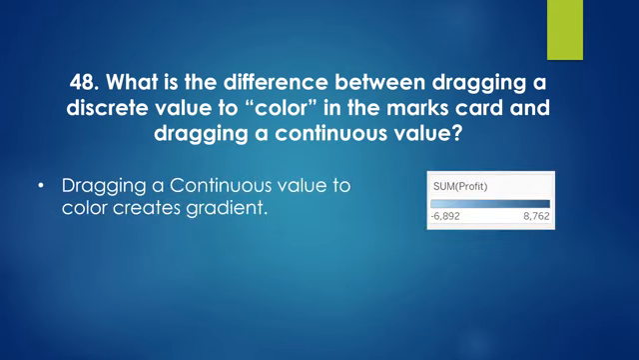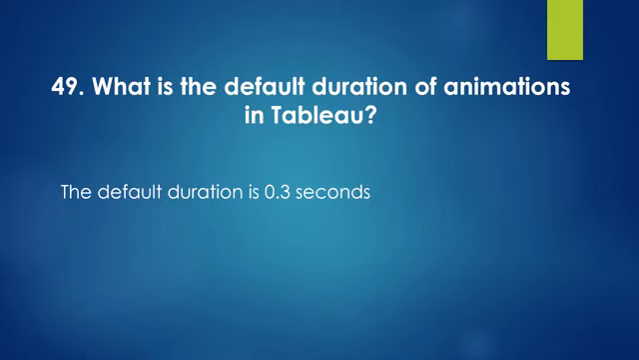Whereas if we drag a continuous value to color, it will create a gradient. As you can see here in this image, when we drop profit, which is a continuous value, it will create a gradient which starts from the minimum value up to the maximum value. What is the default duration of animations in Tableau? So by default, animations in Tableau take 0.3 seconds.